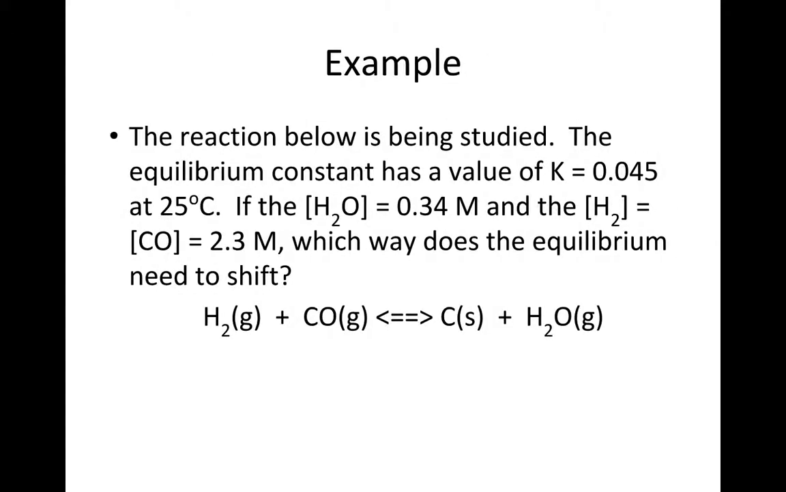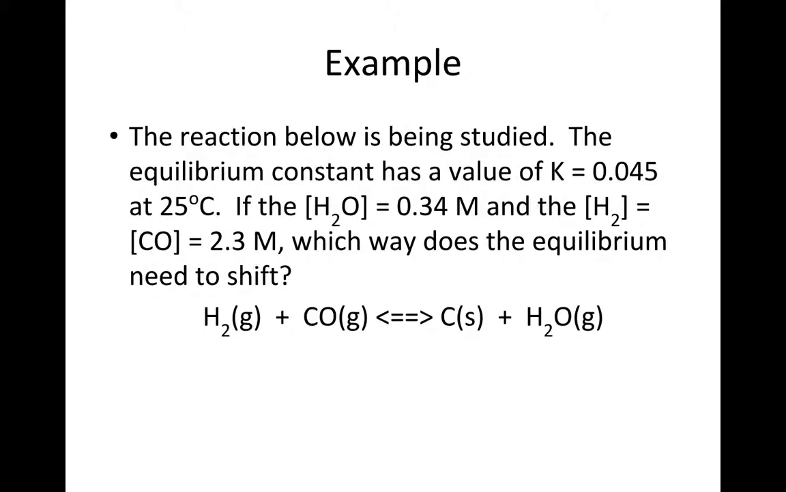Okay, let's do another problem. This one will not require an ice table, but I am going to use the I in the ice table just to label what the initial molarities are. The reaction below is being studied. The equilibrium constant has a value of K equal 0.045 at 25 Celsius, so we're given the K value.